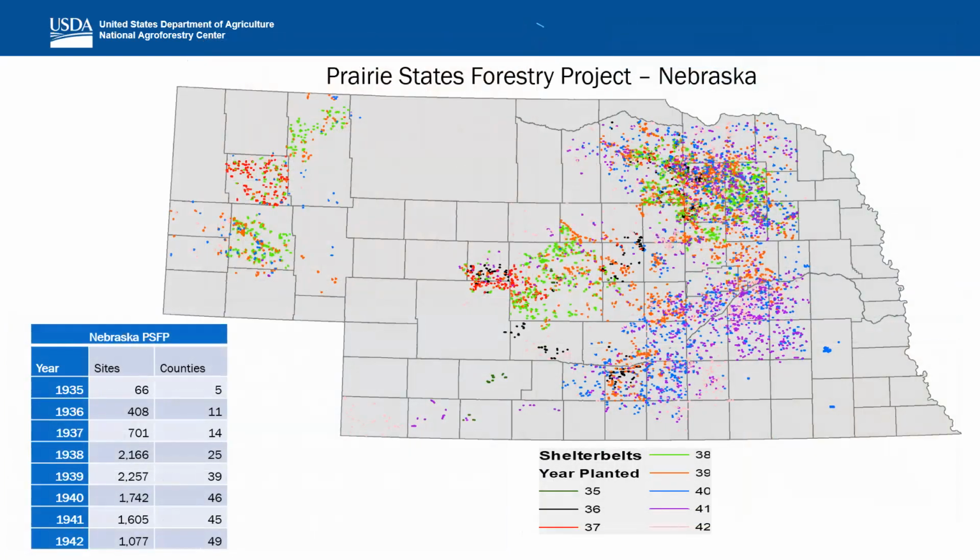So this is a map of Nebraska that shows all the locations of these original planting sites and the year they were planted for Nebraska. This map and data is actually an interactive map within a story map that we've recently published, where you can explore the data a little further, and I'll talk about those story maps later on in the presentation.